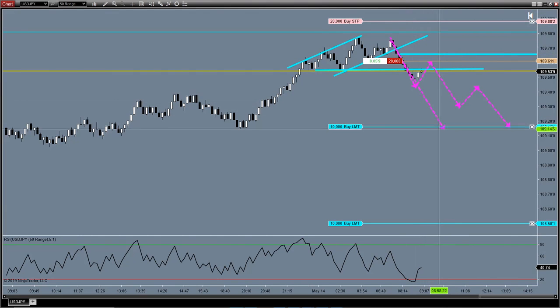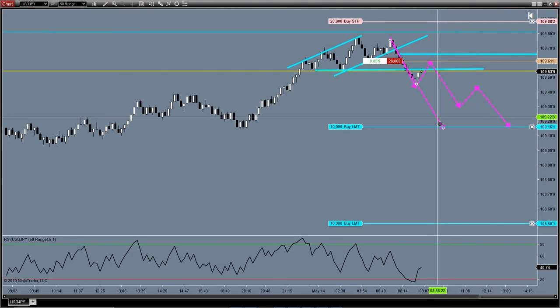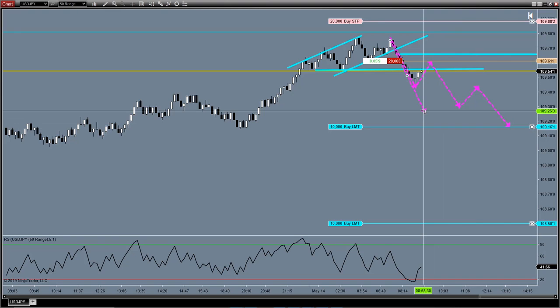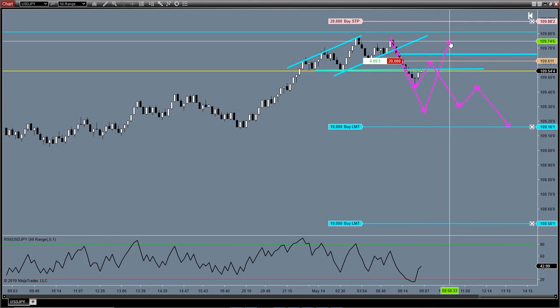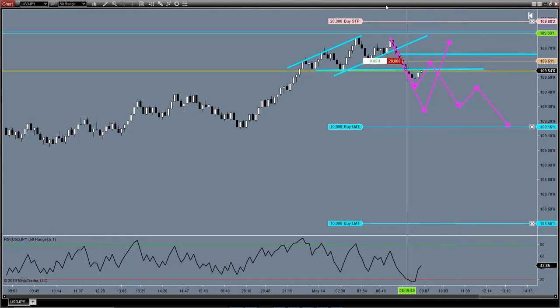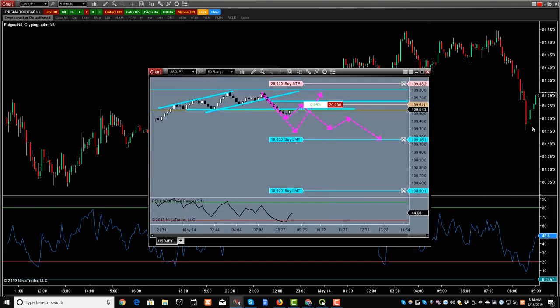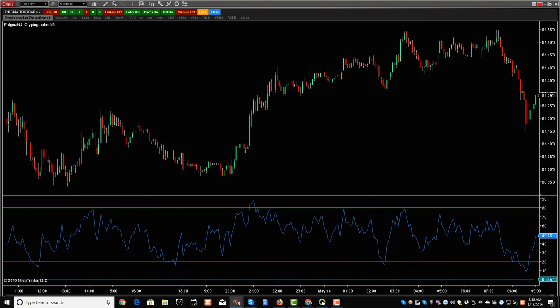I've had situations where the market will do this, right? It'll come down here, and then it'll stop and do like this. And guess what I have? Full exposure. Full exposure.